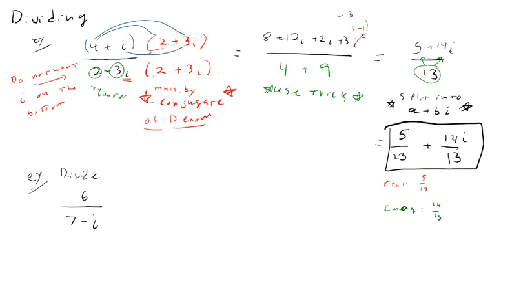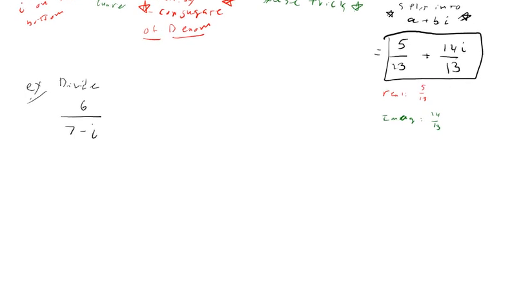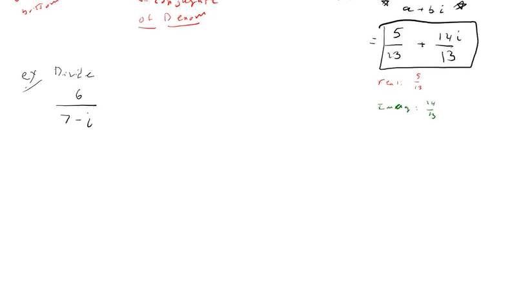All right, we got it, folks? Let's do this together. See how well your answers work. So first thing I'm going to do, when we have this process, first thing we do is multiply by the denominator conjugate. So the conjugate of 7 minus i is going to be 7 plus i. So multiply the top and the bottom by 7 plus i. That's step number 1.